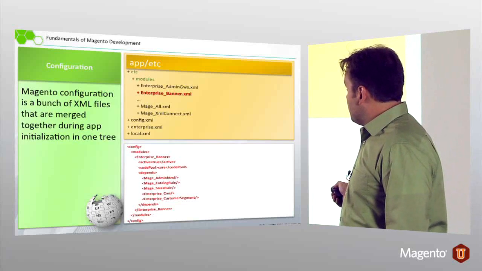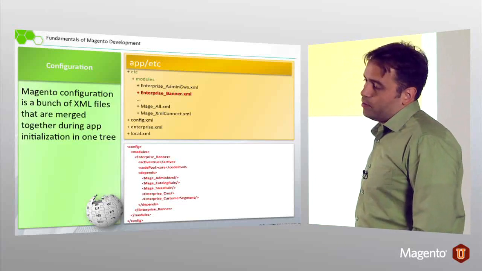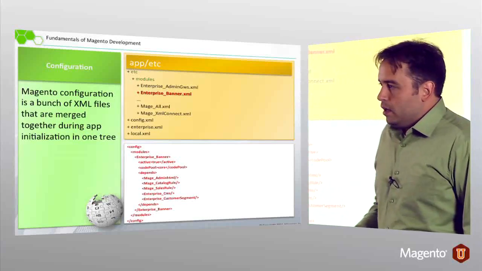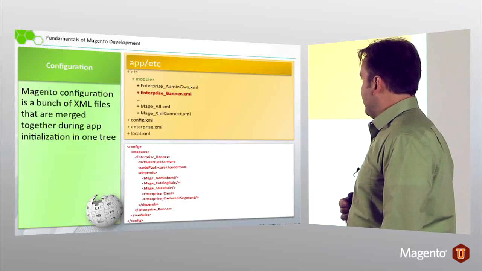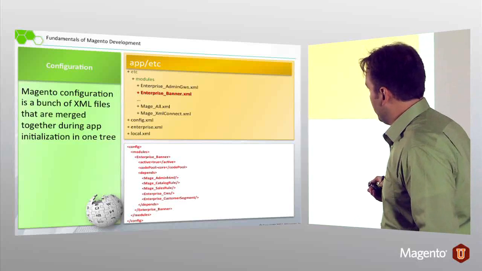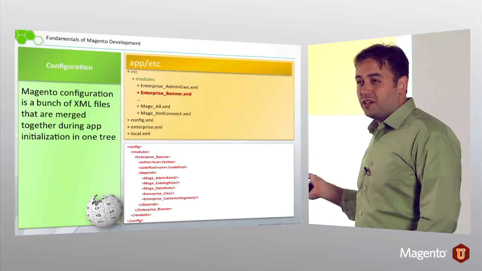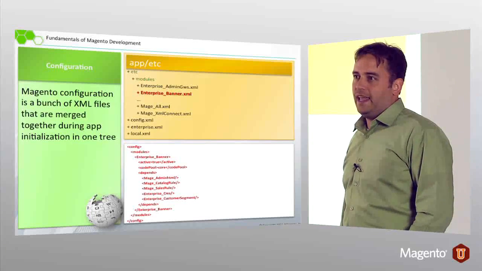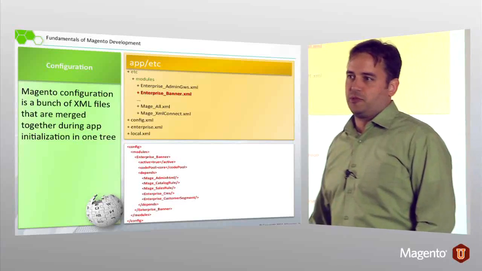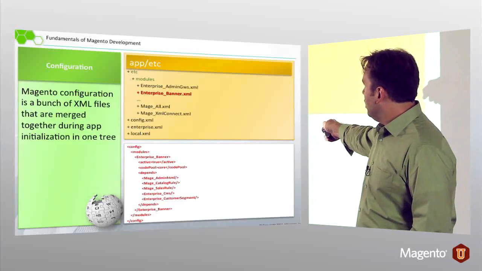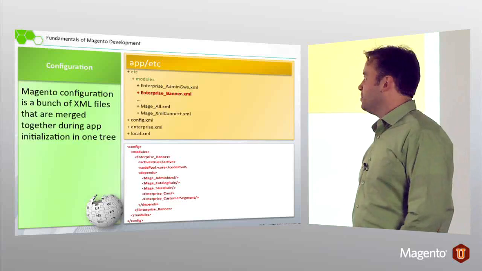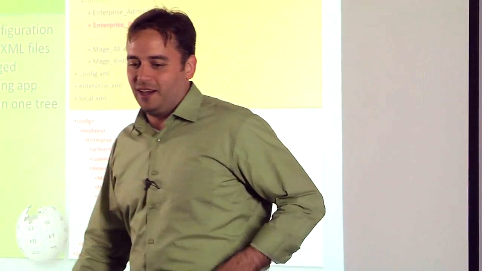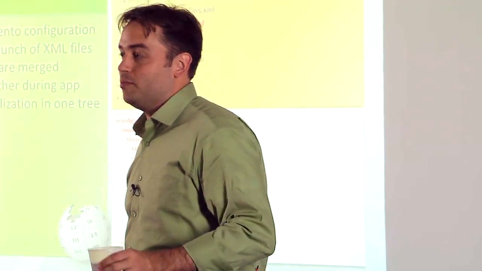But in app etc modules, we have what are called either module registration files or module activation files. What these files do is, the code that actually looks in here is simply globbing etc modules and looking for anything that matches star.xml. So any XML file under modules will be read. So it's not enough to rename your module file to something else, because if it ends in .xml, it will be read.